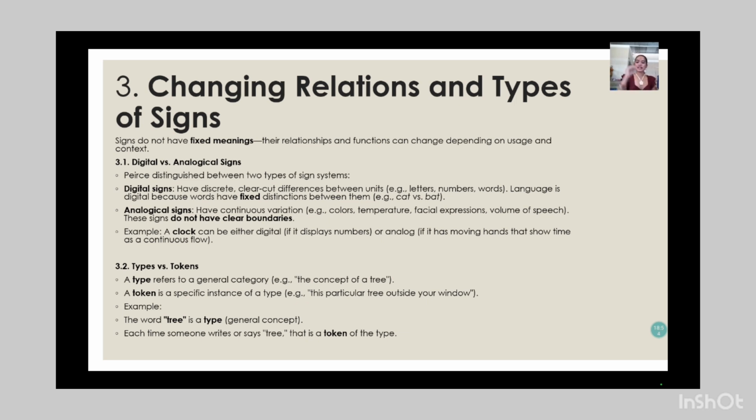Now next, type versus token. A type refers to a general category. Example, the concept of a tree. A token is a specific instance of a type. This particular tree outside your window is an example of a token. Example, the word tree is a type, a general concept. Each time someone writes or says tree, it is a token of the type.